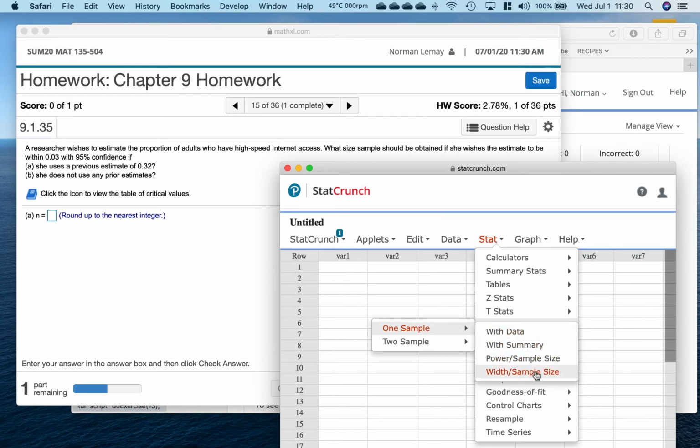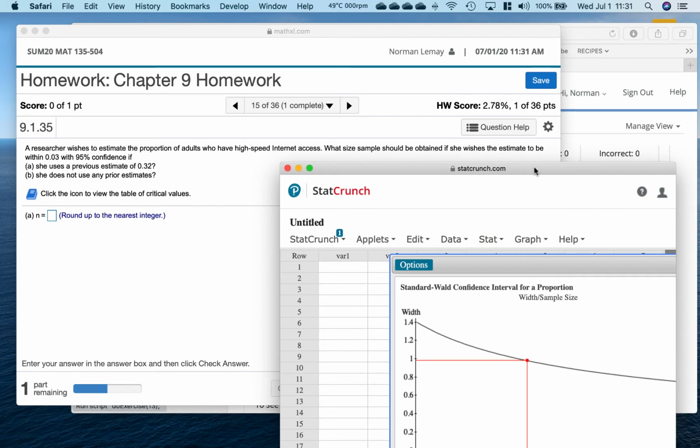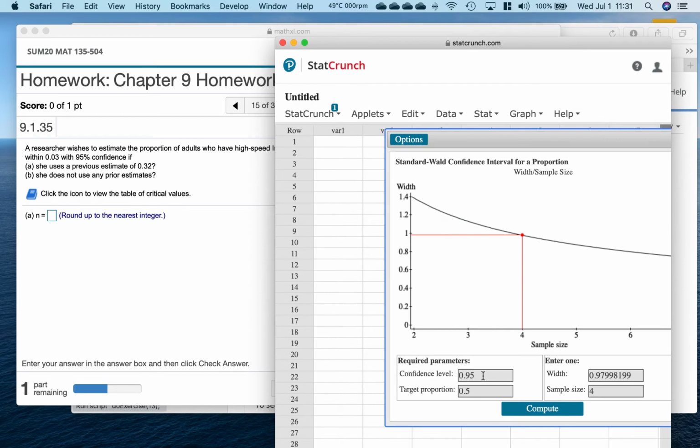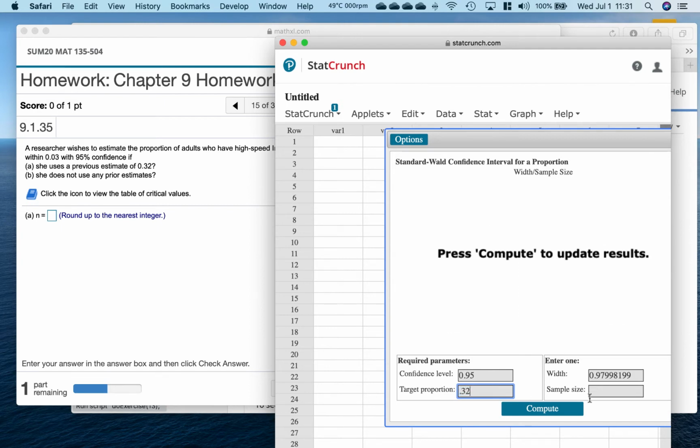You pick one of these two, it doesn't really matter, or I would just choose width and sample size. Now we have to enter 0.95, that's our confidence level. Here we are given a previous estimate of 0.32, so I'll enter 0.32. And here we want our sample size.